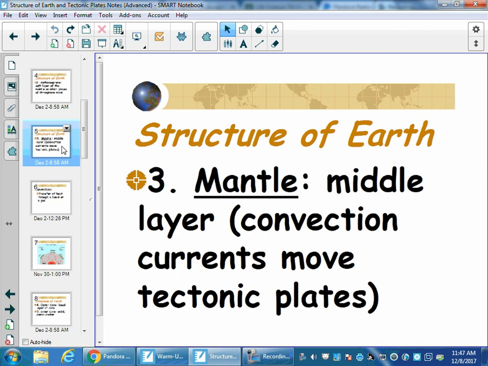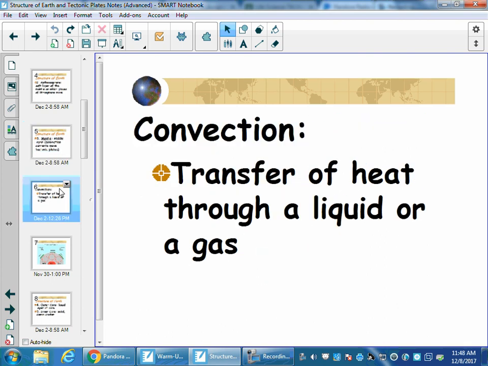The mantle is the middle layer, if we're talking about it compositionally. This is where convection currents are at, and this is what causes the tectonic plates to move. Convection, in case you don't remember that word, is the transfer of heat through a liquid or a gas. So one common example of convection is if you've ever watched water or soup boiling, and you see things rising up and sinking back down on the sides. That is an example of convection.